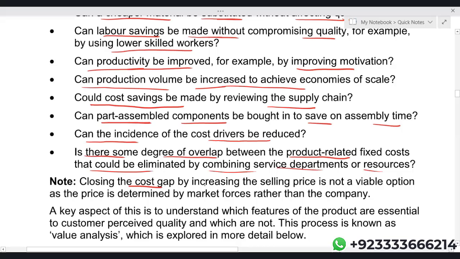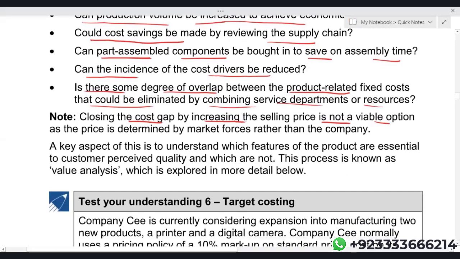Closing the cost gap by increasing the selling price is not a viable option. You can't do that. What is the first step of target costing? We take the price from the market. How can you increase the price? So closing the cost gap by increasing selling price is not a viable option, as the price is determined by market forces rather than the company.